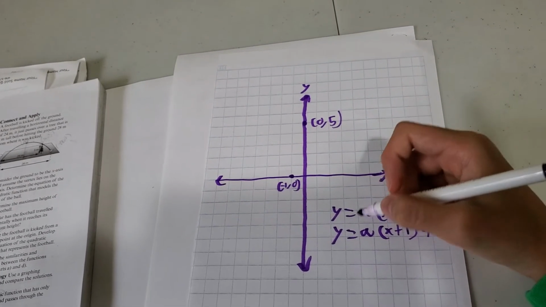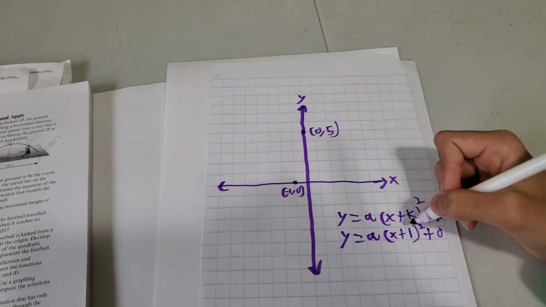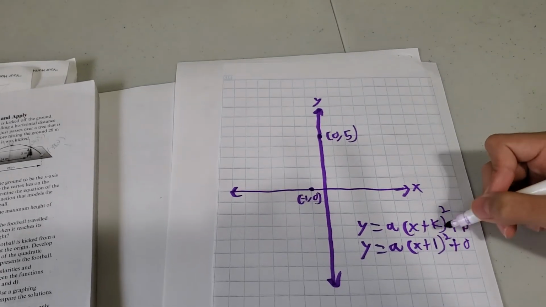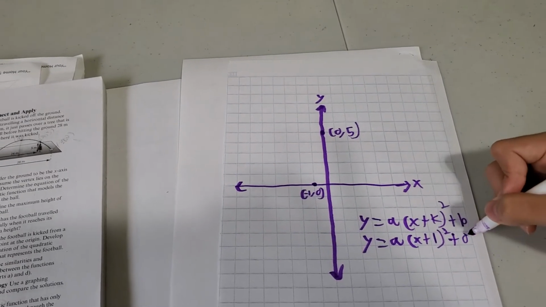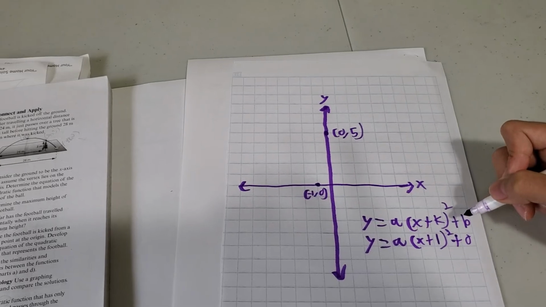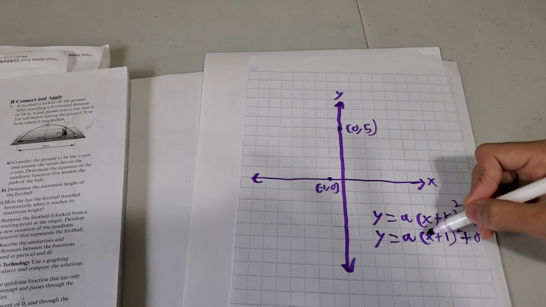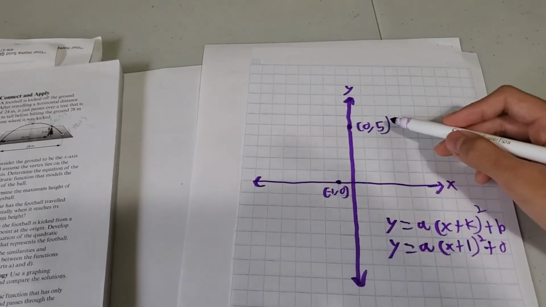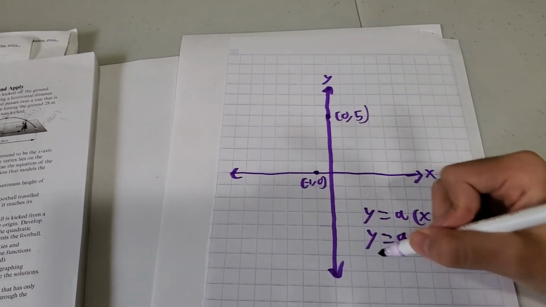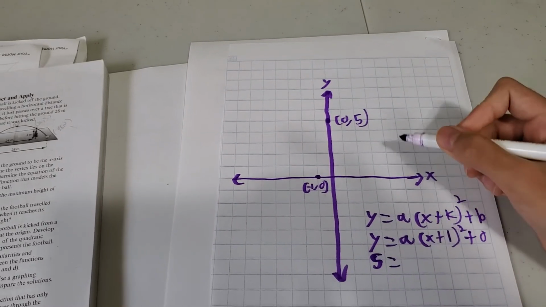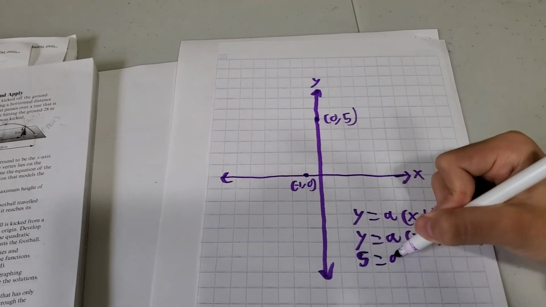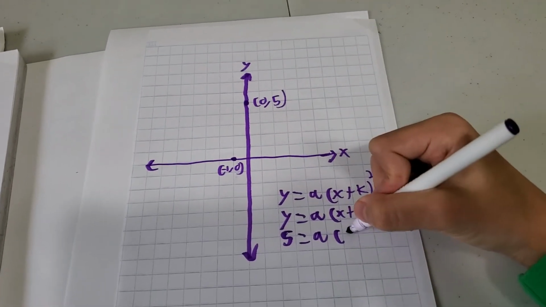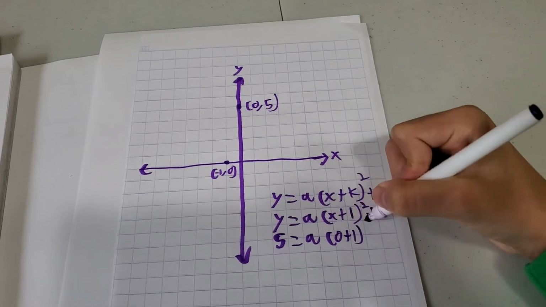So we found out what k is, and we know what b is. How do we find out what a is? We can just ignore the plus 0 because that doesn't change anything. We're going to sub in x and y for this point, (0, 5). For this point, the y-intercept, we know that y is 5. So 5 equals a, we don't know what that is yet, x is 0, so (0 plus 1) squared.